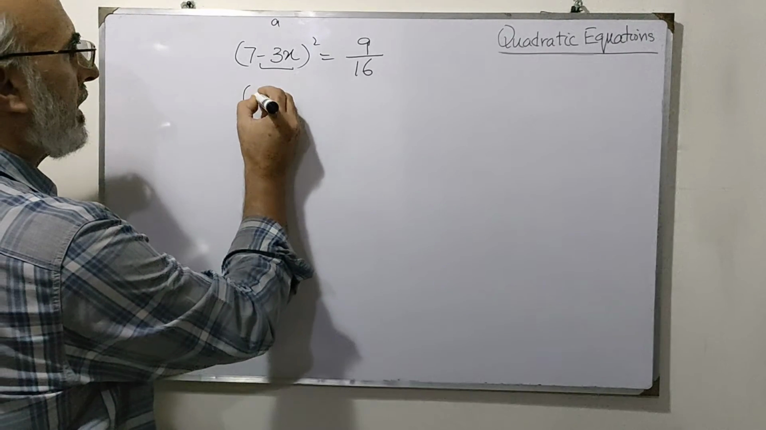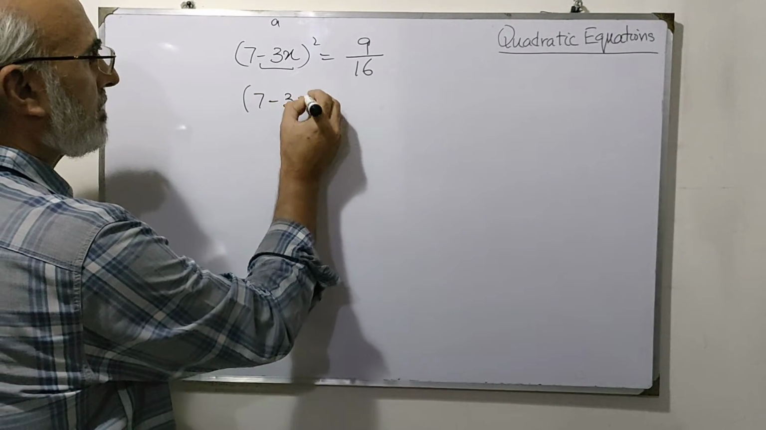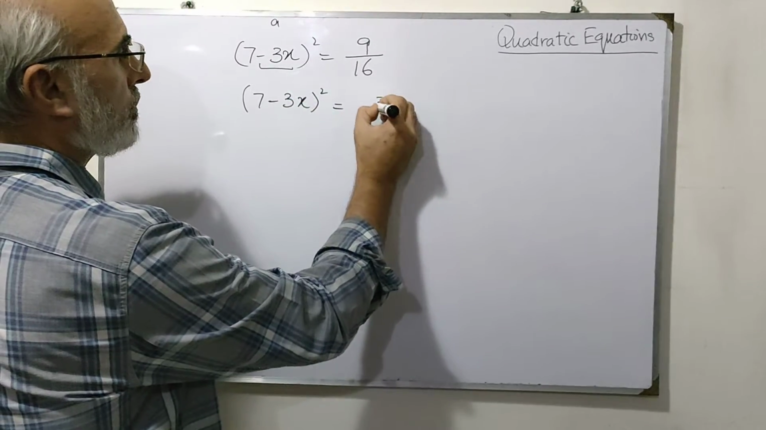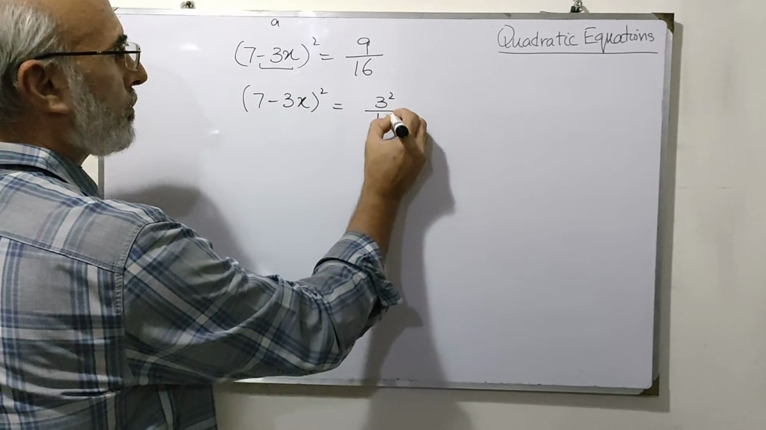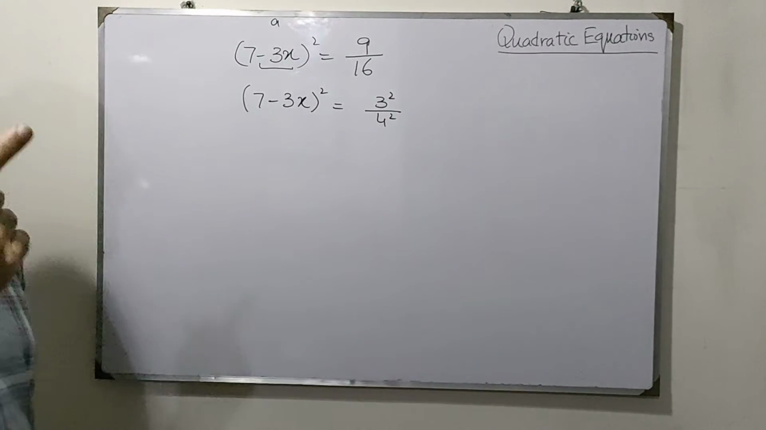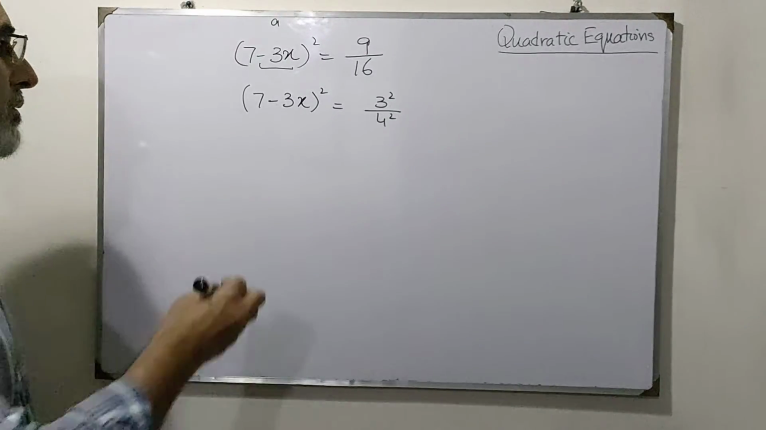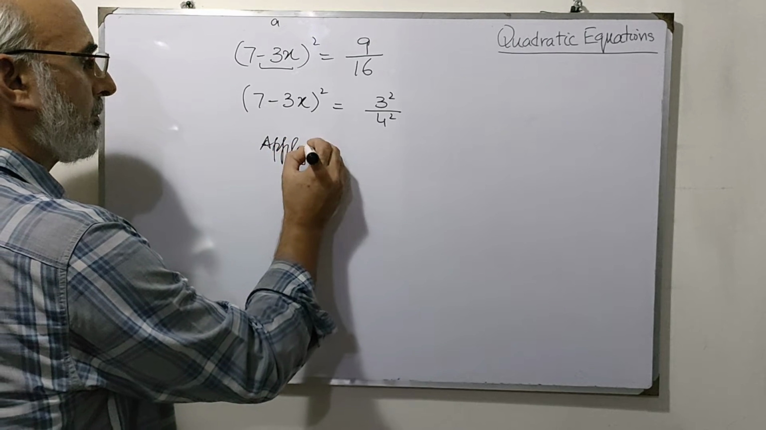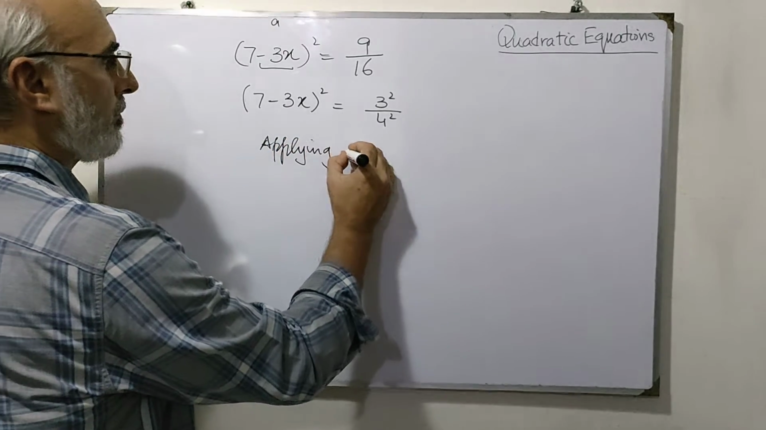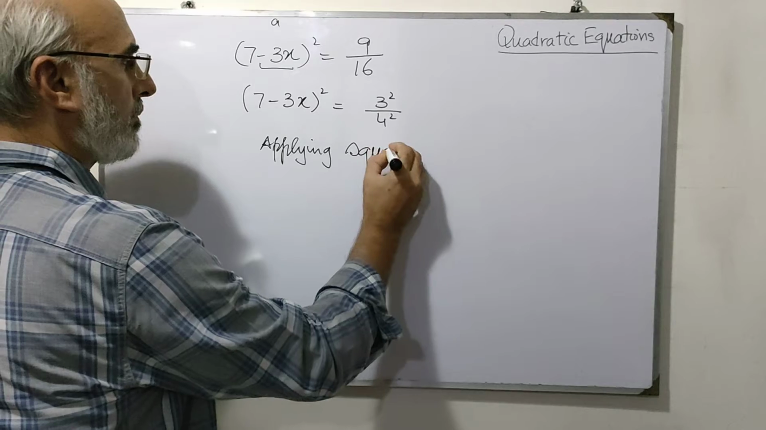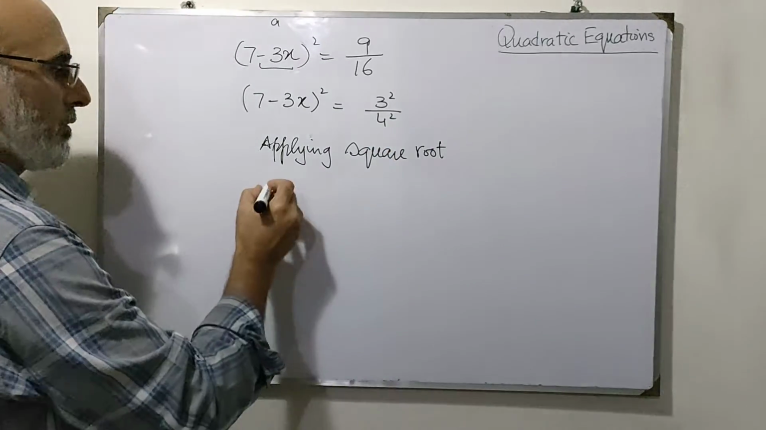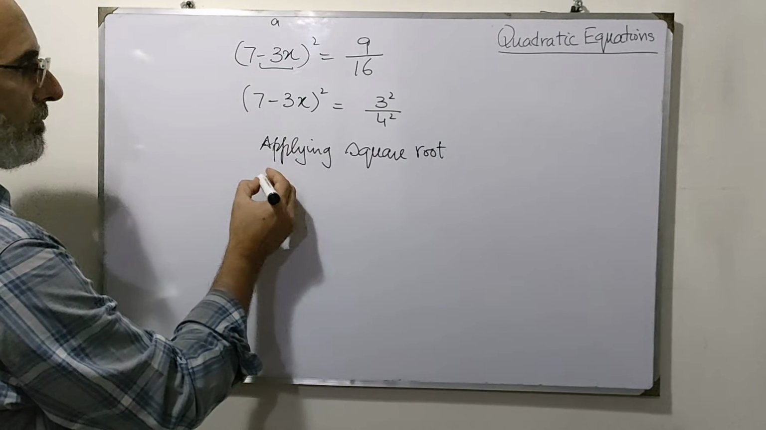So it will be like this: 7 minus 3x whole square equals 3 square over 4 square. Okay, we have square terms on both the sides. Now applying the square root. So what are we going to have here now?